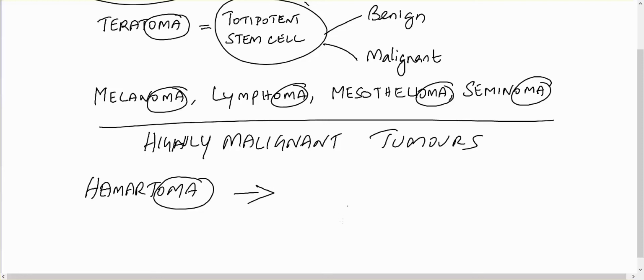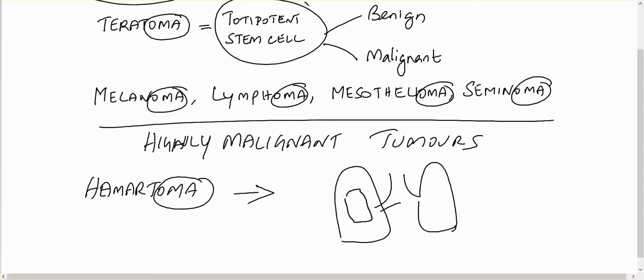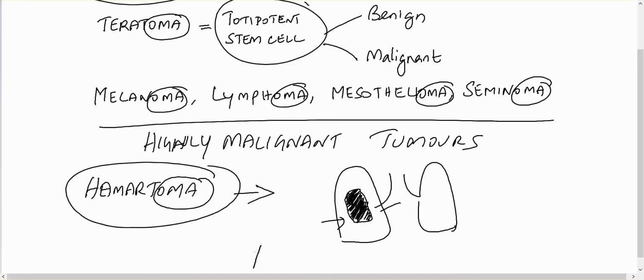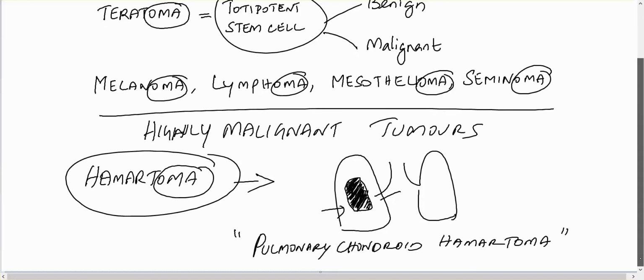For example, there is a lung. In the lung you have a cartilage. Cartilage is normal, and it is placed in the lung, so it is in an abnormal place. So that is called hamartoma. This condition is called pulmonary chondroid hamartoma. So these are some examples of misnomers.